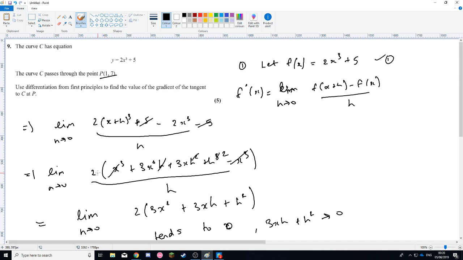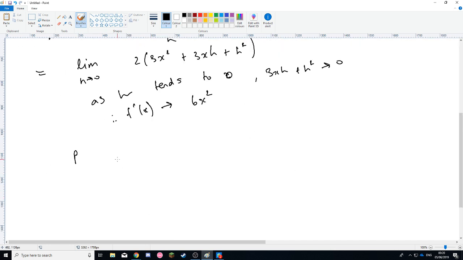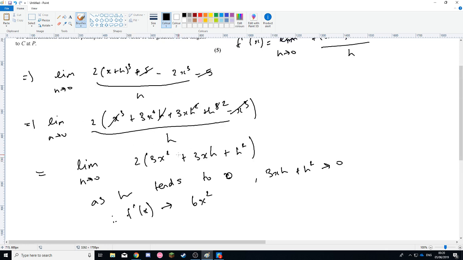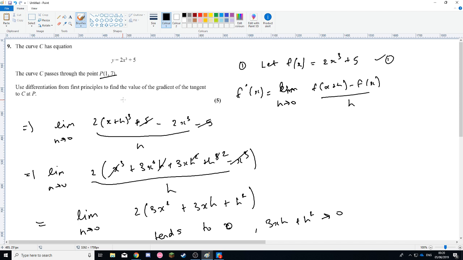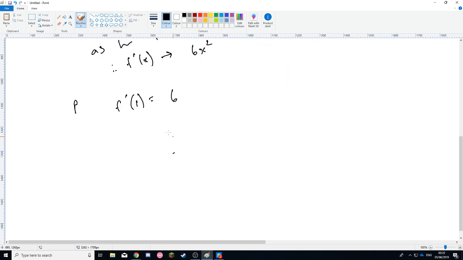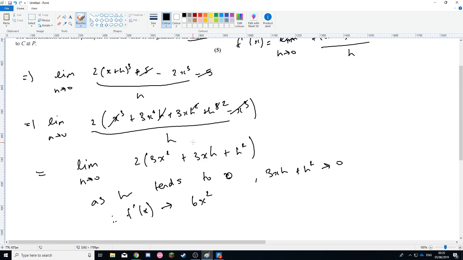Now for point P, x equals 1, not 7. f prime of 1 is equal to 6. They use differentiation from first principles to find the value of the gradient of the tangent. Not the normal, so it's the tangent. So that's it. That's the value of the gradient of the tangent.